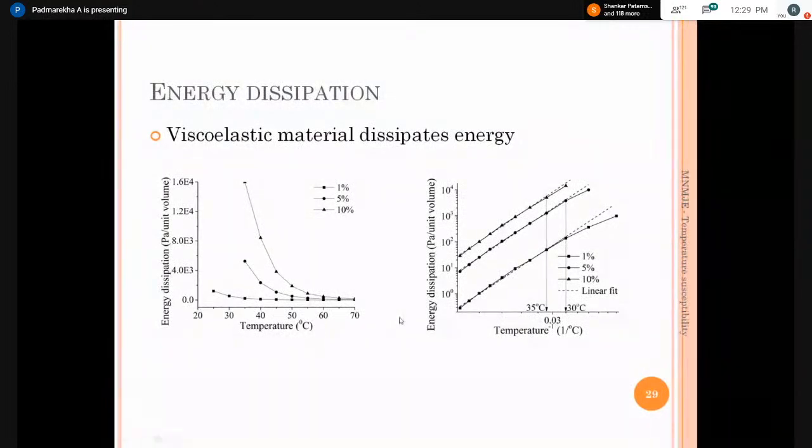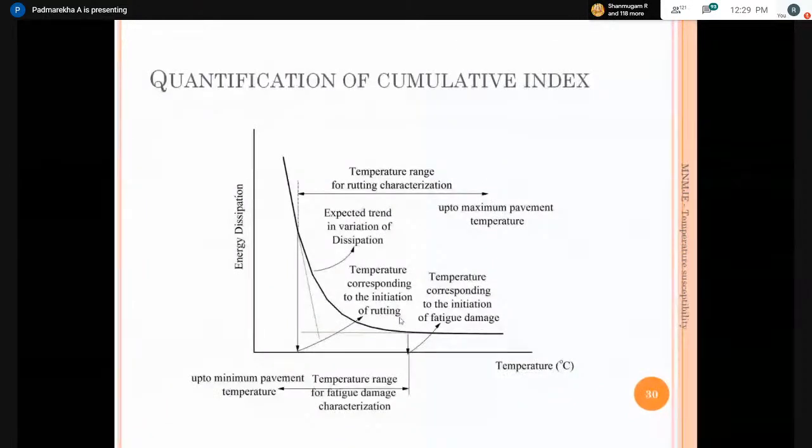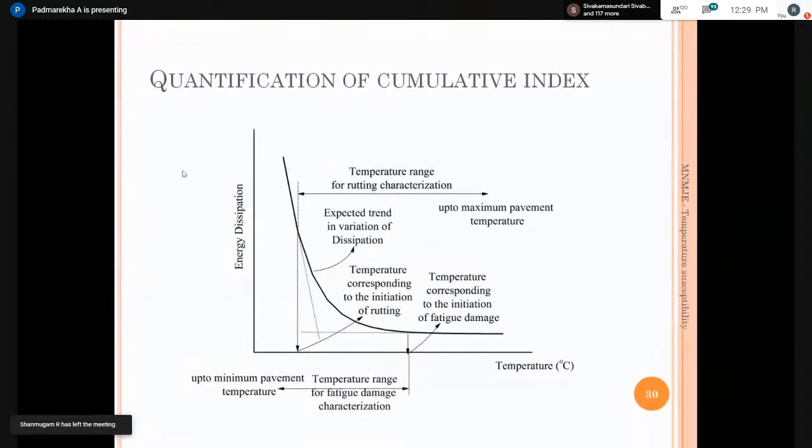Now we are trying to use this energy dissipation plot to capture a cumulative distress at all temperatures. So this is a schematic figure. You can see energy dissipation as a function of temperature. Let us see the schematic very carefully. This is energy dissipation as a function of temperature. This is what the trend was; we have shown an experimental result. The trend was varying something like this. You have two different slopes. At low temperature you have one slope, and at high temperature we have another slope.